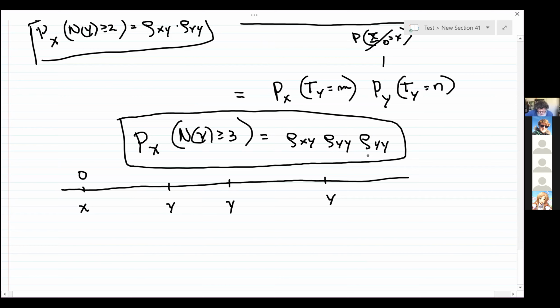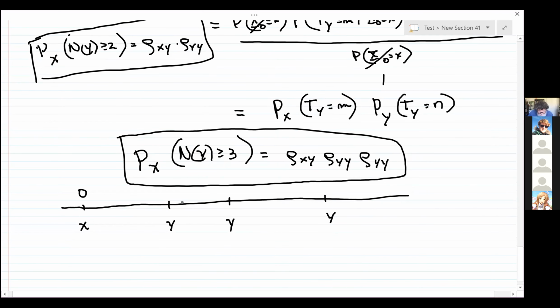If you want to generalize this, this should now become fairly clear. If you're at X, you want the number of times that you visit Y to be greater than or equal to something. Let me use their notation.